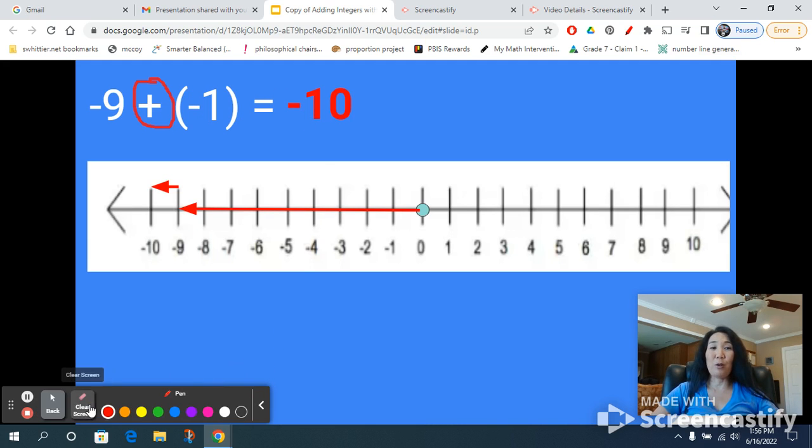So that's how you use a number line to add integers.